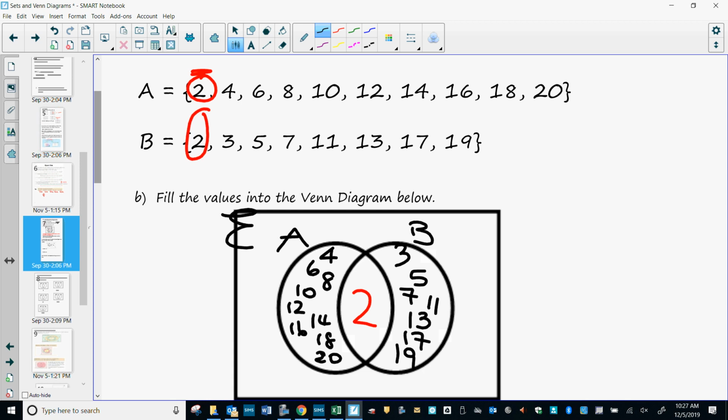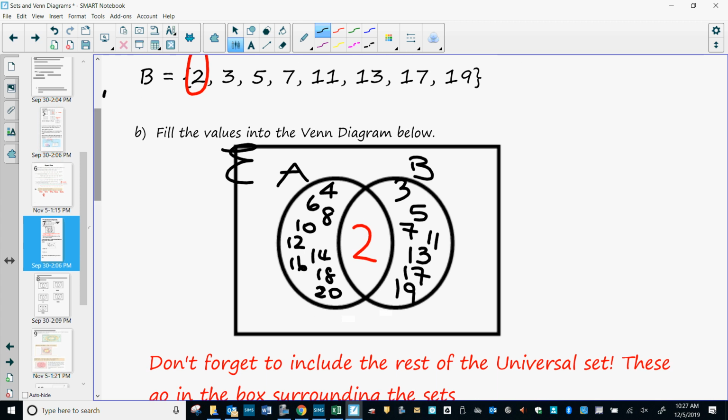Are we done? No. What do we have to do now? Everything that's not there. So we're going to go through. Have we written 1 anywhere? No. So we're going to write 1 somewhere randomly in the box outside. We've got 2, 3, 4, 5, 6, 7, 8. 9 is missing, so 9 has to go out here. 10, 11, 12, 13, 14, 15, 16, 17, 18, 19, 20. Okay, so they are the rest of the numbers. We are done.